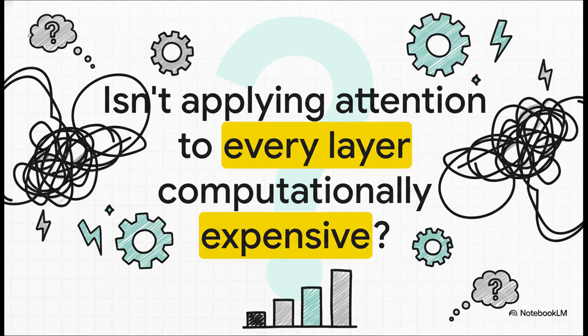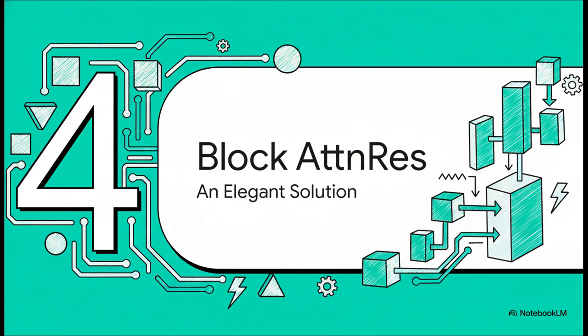I mean, the attention mechanism is super powerful, but we all know it's also really computationally expensive. So applying that to every single layer in a gigantic model, doesn't that sound like a recipe for a total monster of a network that's just impossibly slow? And you'd be absolutely right. It would be. And that's exactly why the team came up with this really elegant and efficient solution to make it all practical. They called it Block AttnRes.